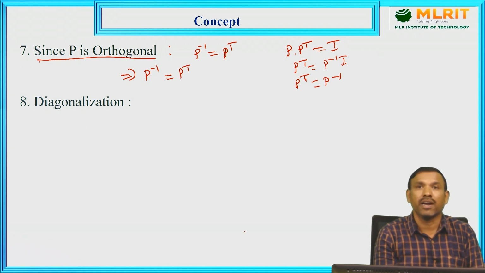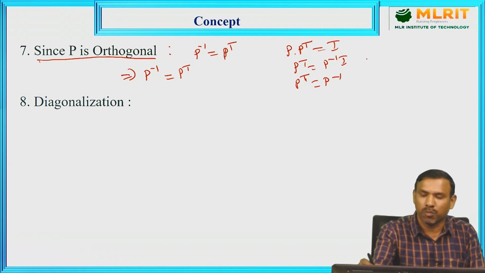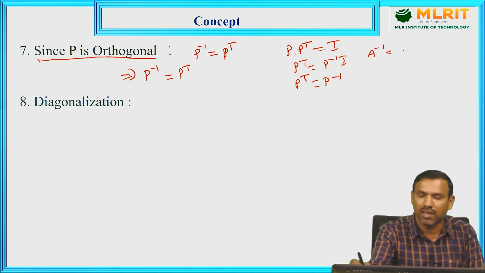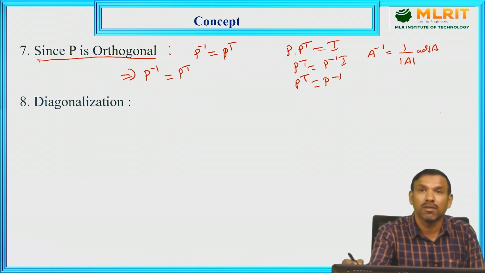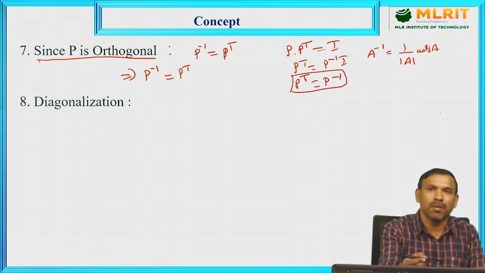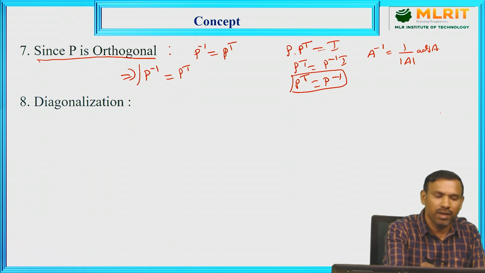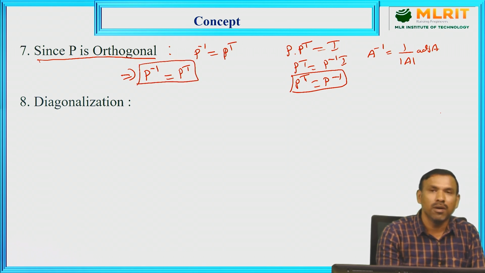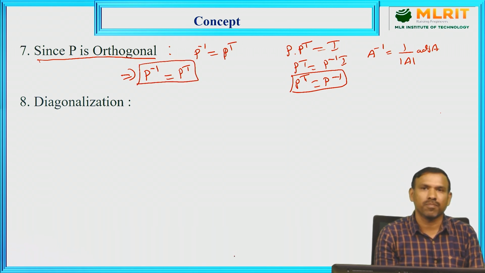But actually finding the inverse for other matrices is very difficult. We need to find 1 by det A. Suppose you want to find A inverse, then how will you do it generally? 1 by det A into adjoint of A, a big process. That is for general matrices. But in particular for orthogonal matrices, we have a facility, that is P inverse is equal to P transpose. Since our matrix P becomes orthogonal, we have this facility: P inverse is equal to P transpose, right?